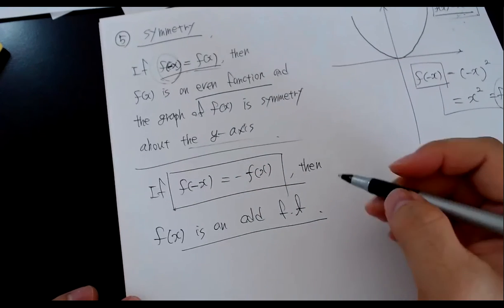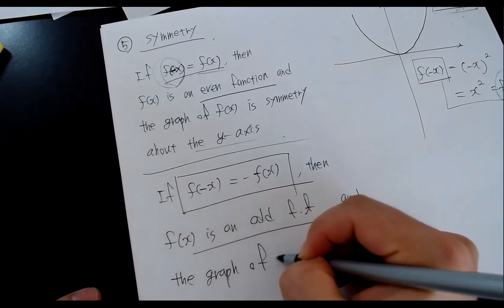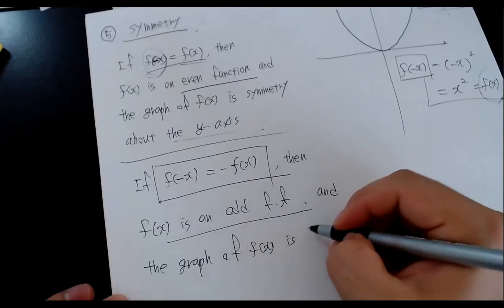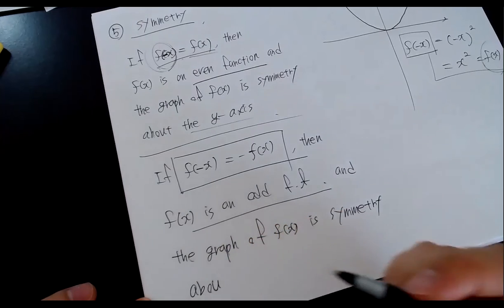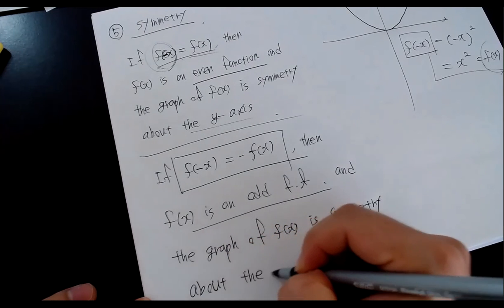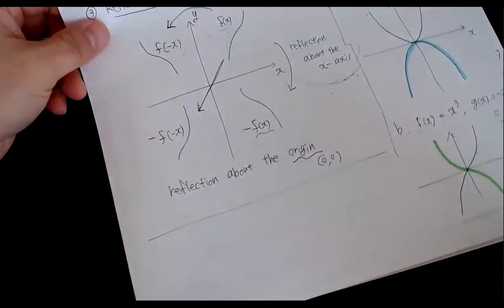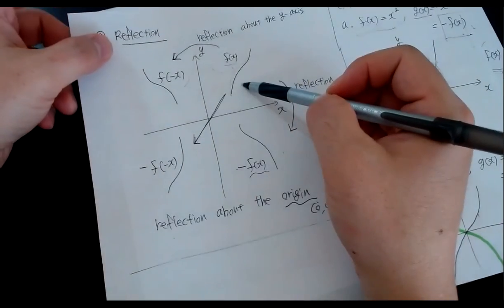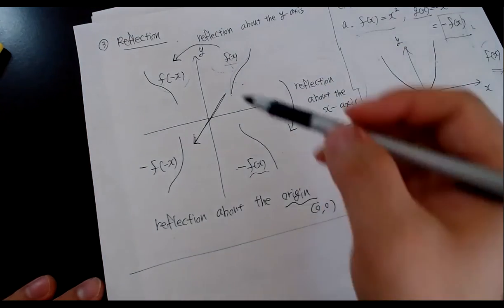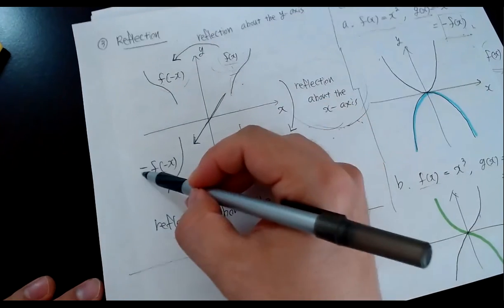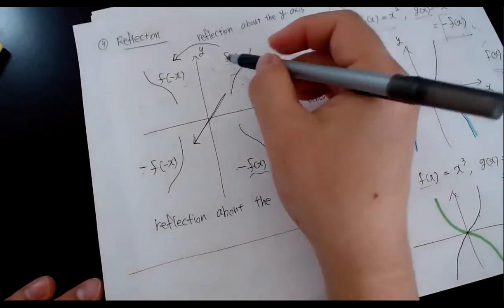Okay, it's an odd function, and the symmetry of the graph of f of x is symmetry about the y-axis. Symmetry about the origin, sorry. Okay, so remember the symmetry about the origin right here. So if the graph of f of x is symmetric about the origin, it means the graph of f of x and the graph of negative f of negative x are identical. Then we say that f of x is symmetric about the origin.